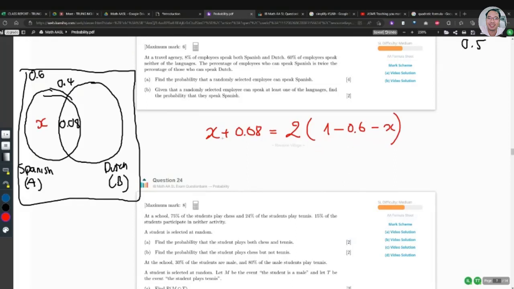And this is speaking Spanish, and twice is here. So is Spanish twice Dutch, or Dutch twice Spanish? Spanish is twice Dutch. Yeah, Spanish is here. Then Dutch should be here. So we need to find the percentage of speaking Dutch by subtracting from 1 the 0.6 and x. Solving the equation, we can get the value of x. Therefore, we answer question A.